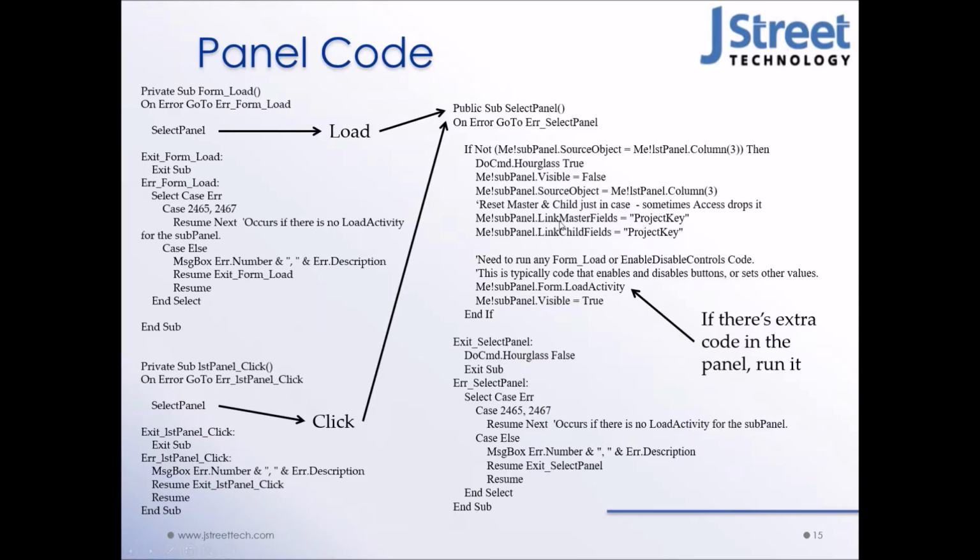Well, because Access has had a bug for a long time that when you change out a source object, the link master field and the link child fields can be cleared out. Sometimes Access drops those, and we've never figured out when it drops it and when it doesn't. It doesn't seem to be consistent over many versions of Access. So just in case, we reload them here anyway. So that's a little trick that you should know.